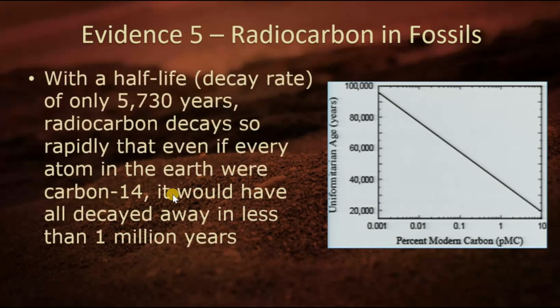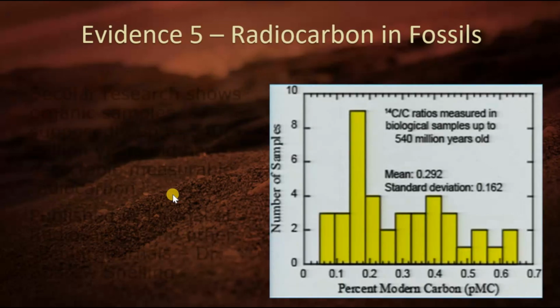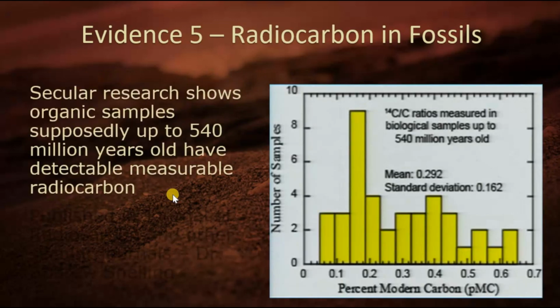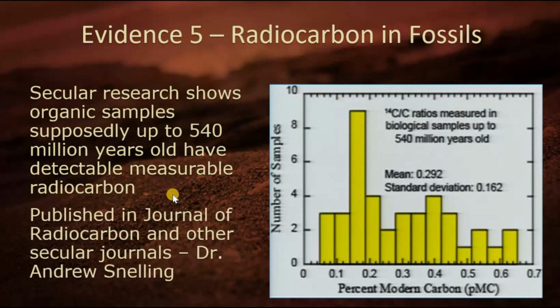So with a half-life of only 5,730 years, radiocarbon decays so rapidly that even if every atom in the earth were carbon, it would have all decayed away in less than 1,000,000 years, more like 95,000. So secular science research shows organic samples supposedly up to 540 million years old have detectable measurable radiocarbon, and this has been published in journals.